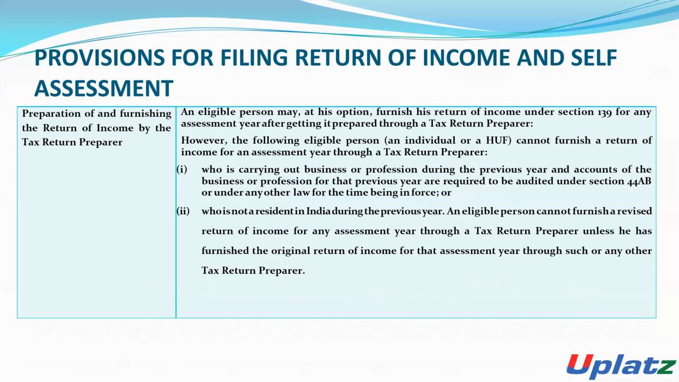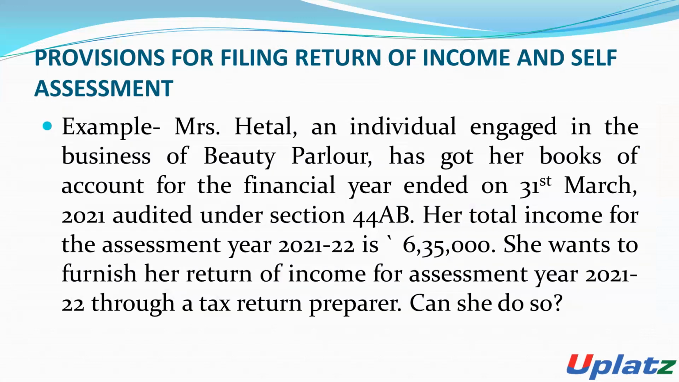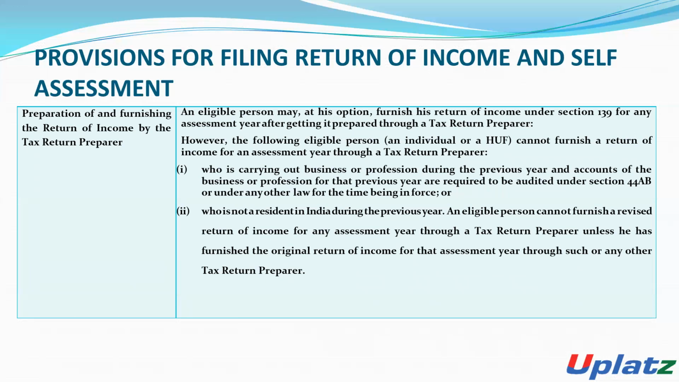Preparation of and furnishing the return of income by the tax return preparer. An eligible person may, at his option, furnish his return of income under section 139 for any assessment year after getting it prepared through the tax return preparer. As per the provisions of the Income Tax Act, every person is required to furnish his return of income under section 139, and such an eligible person has the option to get it prepared through a tax return preparer.